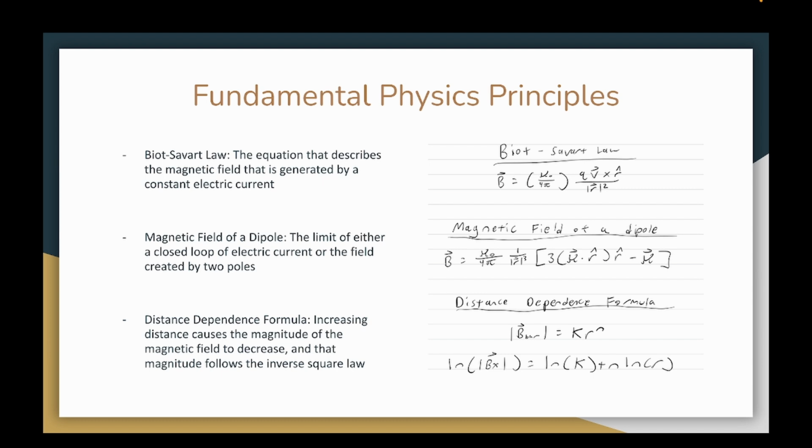So some fundamental physics principles. We have the Biot-Savart law, and this is the equation that describes the magnetic field that is generated by a constant electric current, and you can see it listed here. We have the magnetic field of a dipole, the limit of either a closed loop of electric current or the field created by two poles, and we have that equation listed right here. And we have the distance dependence formula, and that is the increasing distance causes the magnitude of the magnetic field to decrease, and that magnitude follows the inverse square law, and we have that formula listed right over here.